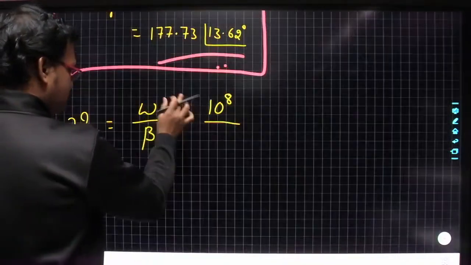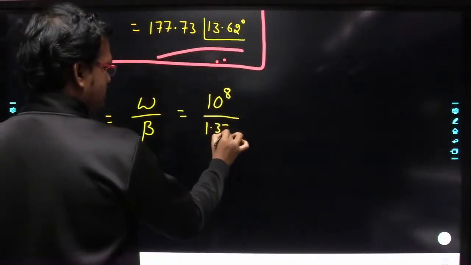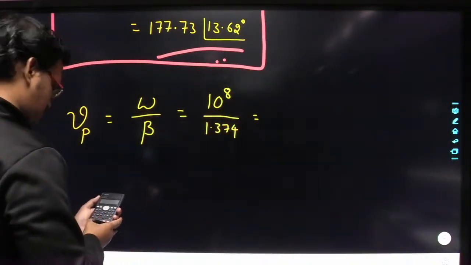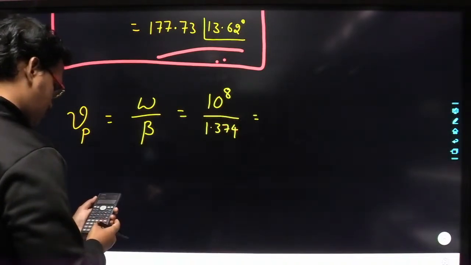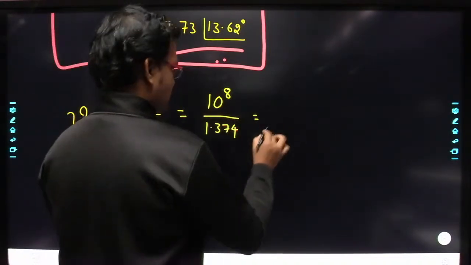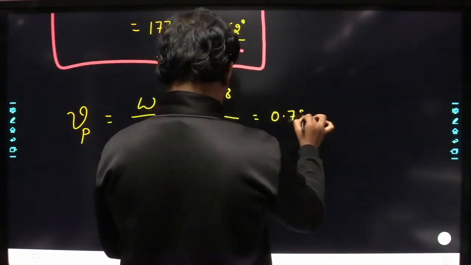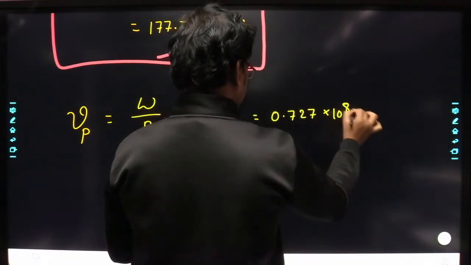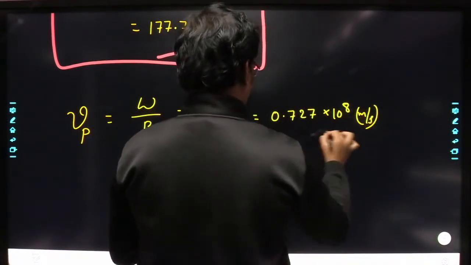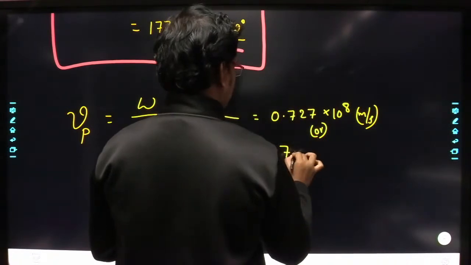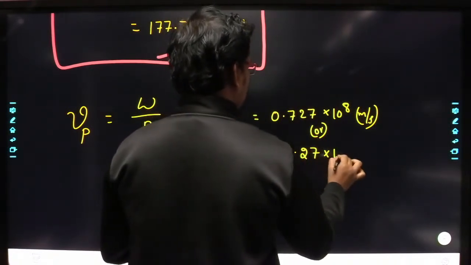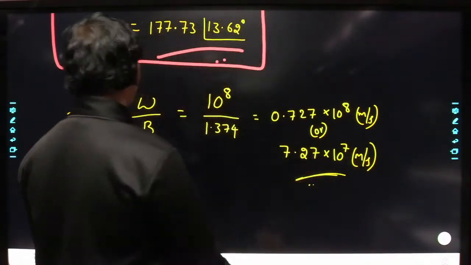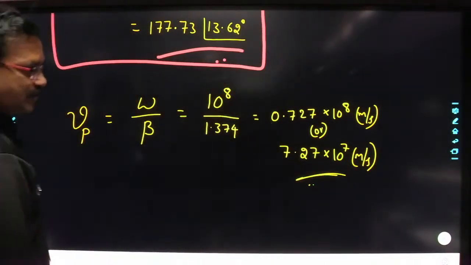So 10 power 8 divided by 1.374. 1 divided by 1.374 is 0.727, so 0.727 into 10 to the power of 8 meters per second, or you can write it as 7.27 into 10 to the power of 7 meters per second. So this is the answer for phase velocity.